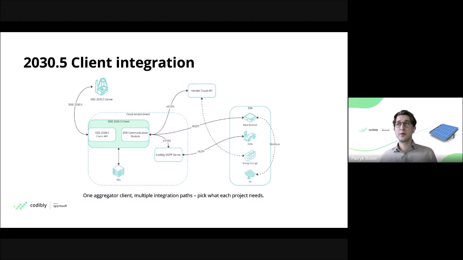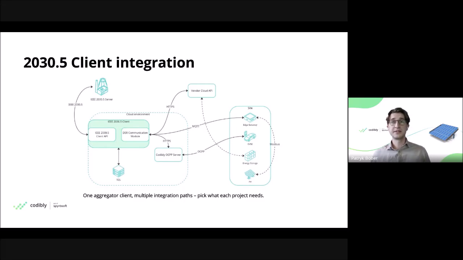Inside the cloud environment, the 2030.5 client has two halves. The 2030.5 client API on the left, which speaks 2030.5 northbound to the utility and is built on our accelerator, and the DER communication module on the right, which handles all the southbound integration to the actual assets, and this is the part we implement on a per customer basis. On the right of the diagram, you can see three different ways the DER communication module can reach out, and again, a real deployment would normally use one or two of these rather than all three.